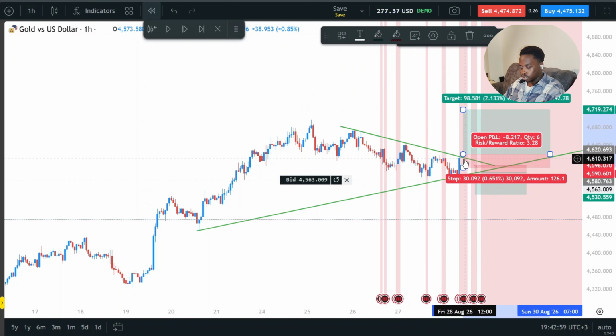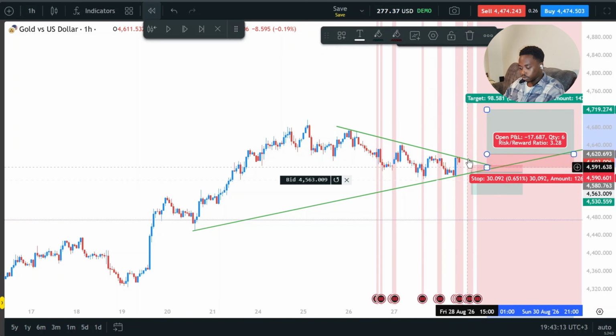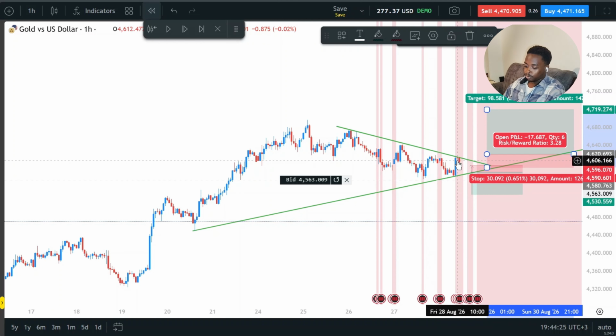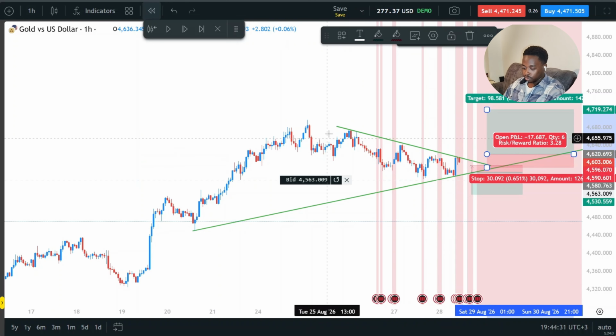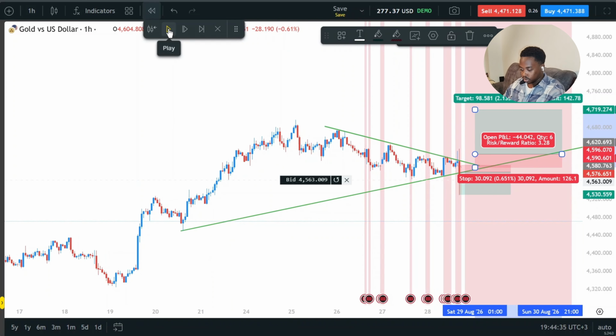So I was hoping for it to close above that, and what it did, it formed this reversal pattern. It formed these reversal candlesticks right here, and I knew from that moment on it wouldn't be a bullish trade. So if we continue playing this out, you can see what happened right here.